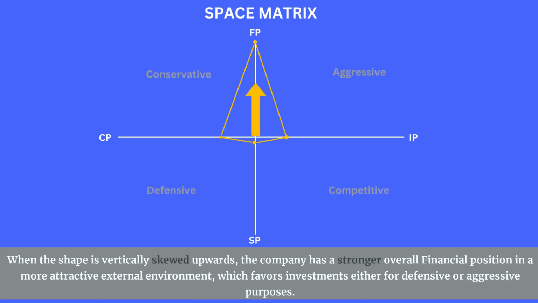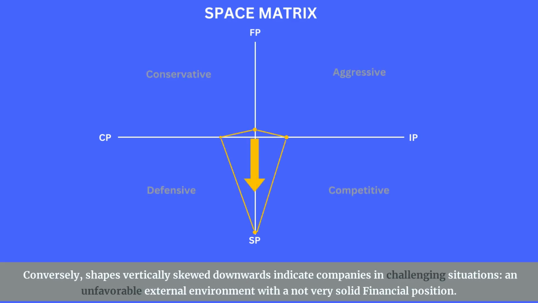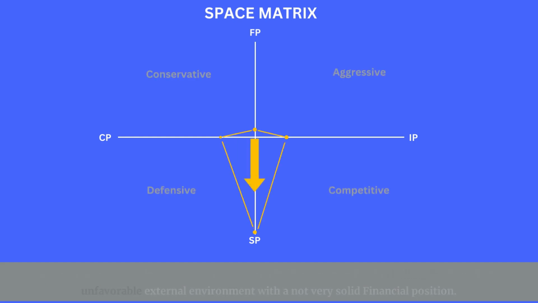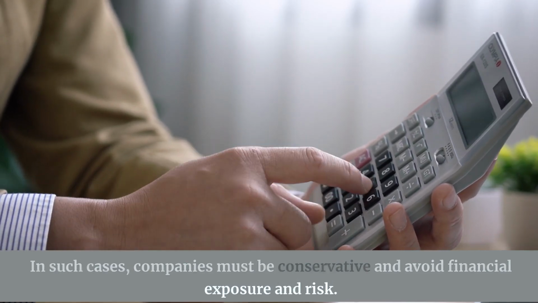When the shape is vertically skewed upwards, the company has a stronger overall financial position in a more attractive external environment, which favors investments either for defensive or aggressive purposes. Conversely, shapes vertically skewed downwards indicate companies in challenging situations: an unfavorable external environment with a not very solid financial position. In such cases, companies must be conservative and avoid financial exposure and risk.